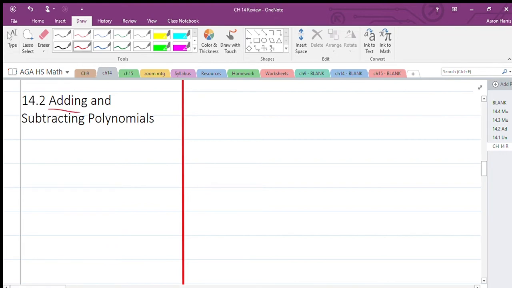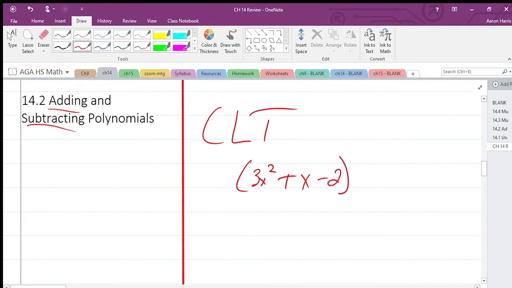So 14.2, adding and subtracting polynomials, really, it's just distributing the 1 and then combining like terms. So combining like terms is a huge term here. If I say 3x squared plus x minus 2, and I want to add x to the 4th minus x squared plus 8.